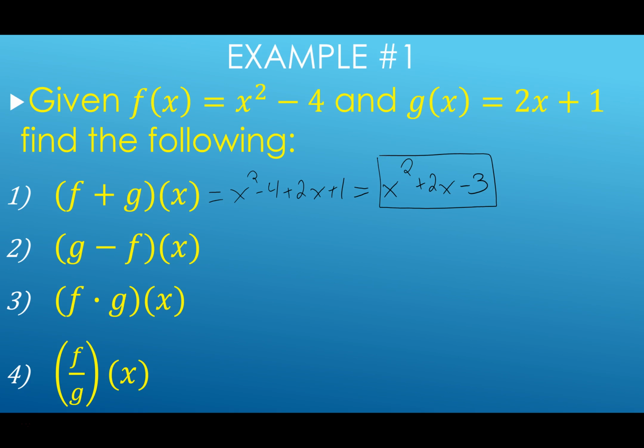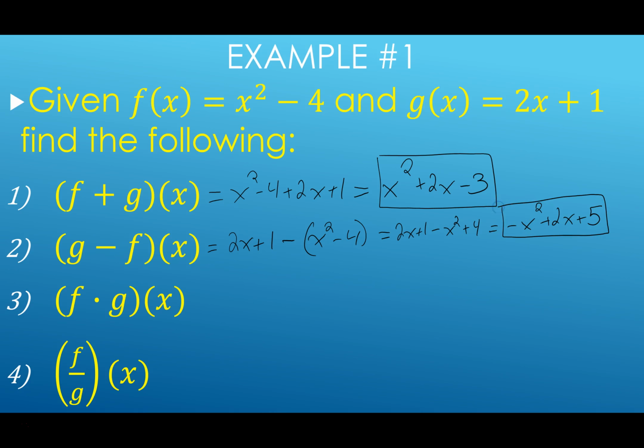So when we're adding the two functions, the order is not going to matter because the order of addition does not matter. Whereas subtraction, it does matter. If we're doing g minus f, we need to make sure we do our g function first. 2x plus 1 minus, and we have to put our f function in parentheses, so that we distribute the negative into the entire function correctly. Okay, so when we do that, we're going to get 2x plus 1 minus x squared plus 4, which will become a negative x squared plus 2x plus 5.